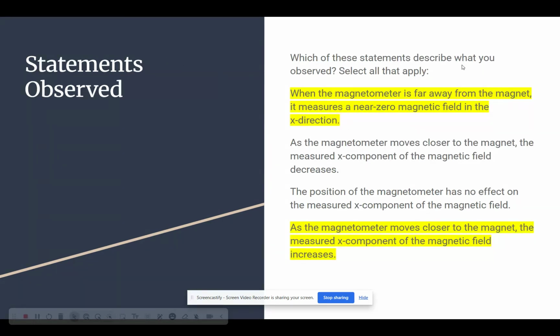So, statements observed: which of the statements describe what you observed? It would be this statement and this one. When the magnetometer is far away from the magnet, it measures a near zero magnetic field in the x direction, which is why our graph went down like this. And as the magnetometer moves closer to the magnet, the measured x component of the magnetic field increases, which is again why the graph is like this.